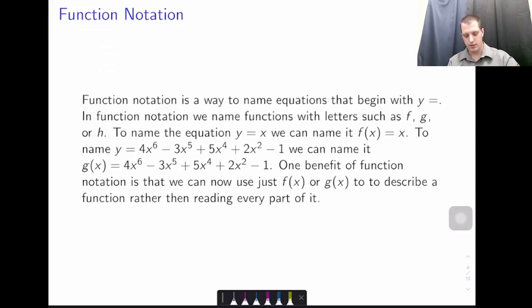This may not have been a huge deal when it came to our f of x, because that would have just been y is equal to x. It actually might cause us to say more stuff now that it's function notation, but I digress. On the other hand, our g of x is equal to 4x to the 6th minus 3x to the 5th plus 5x to the 4th plus 2x squared minus 1. Now instead of reading all of this junk, we can just say g of x, and we know that g of x is equal to all of that stuff. We can save ourselves a lot of time because we're math people, and math people are lazy. We don't want to do more than we have to.